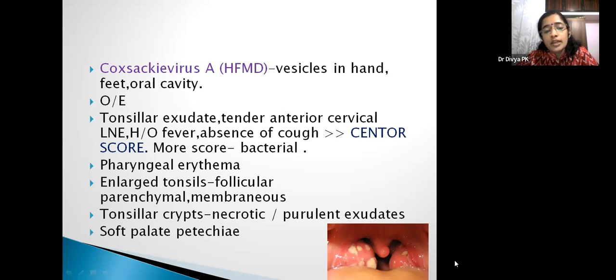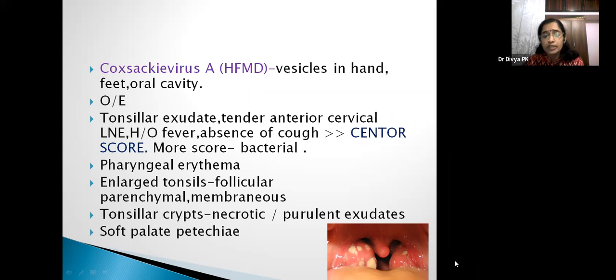If there is tonsillar enlargement, tonsillar exudates may be present, with tender anterior cervical lymph node enlargement, fever, and absence of cough. The Centor scoring system is used for this. That is, if there is tonsillar exudate, tender anterior cervical lymph node enlargement, a history of fever, and absence of cough, you give a score for each, and the higher the score, the more favorable for bacterial pharyngitis.